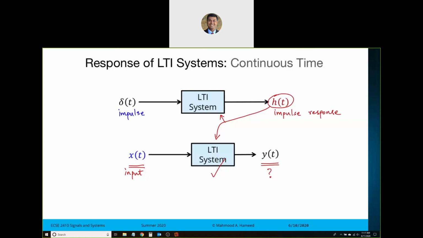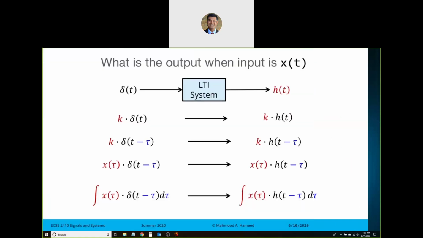Now the question is, how is the output y of t related to x of t and h of t, the impulse response and the input? So how do we find that out? To find that out, we will go through a list of operations that we will do first with the impulse response itself. We defined the impulse response of the system as the output of the system when the input is delta of t. So impulse goes in, impulse response comes out.